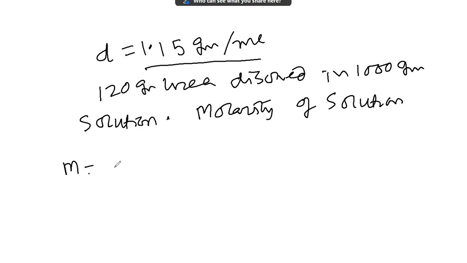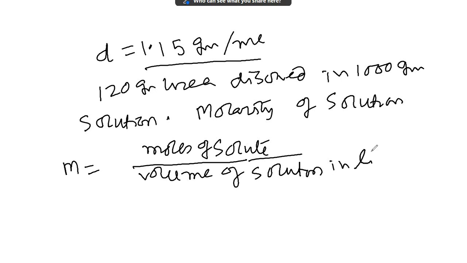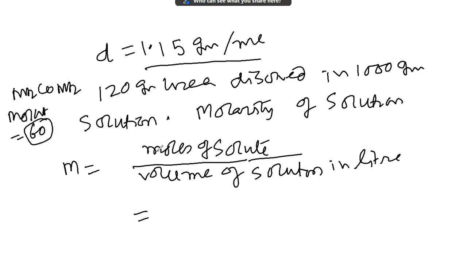Molarity, denoted by capital M, is equal to moles of solute over volume of solution in liters. Look at how we proceed with the sum. The urea formula is NH2CONH2. The molecular weight of urea is found to be 60. This is simple. So the moles of urea will be the mass given, 120 gram, divided by 60 gram per mole.